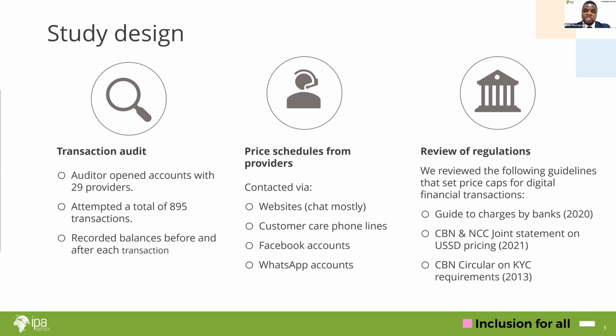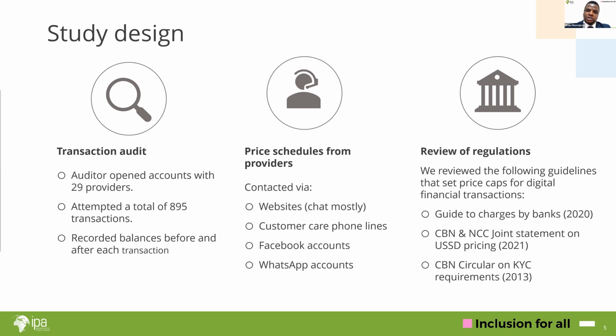And then the other channel that we used was picking up a phone and calling the customer care numbers and talking to the person on the other end and asking them the prices that they would charge for conducting a particular transaction. And then the other avenues that we reached out were via Facebook and WhatsApp. And again, we did this to get the pricing information for the different transactions. All these four channels were used for every provider, and we tried to compare to see how consistent that information is across the different channels.